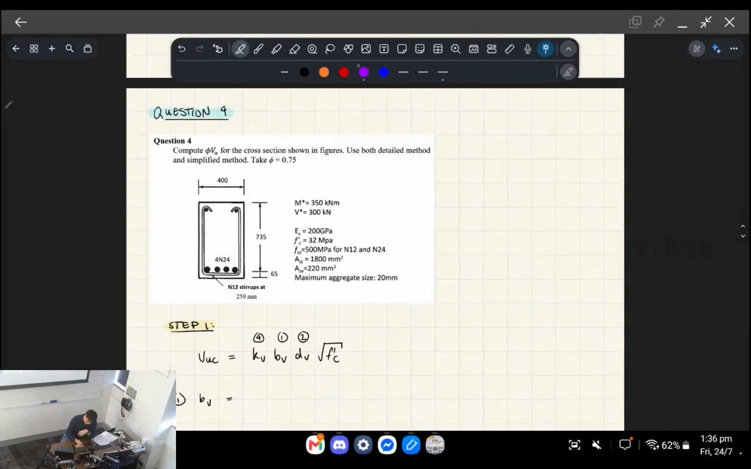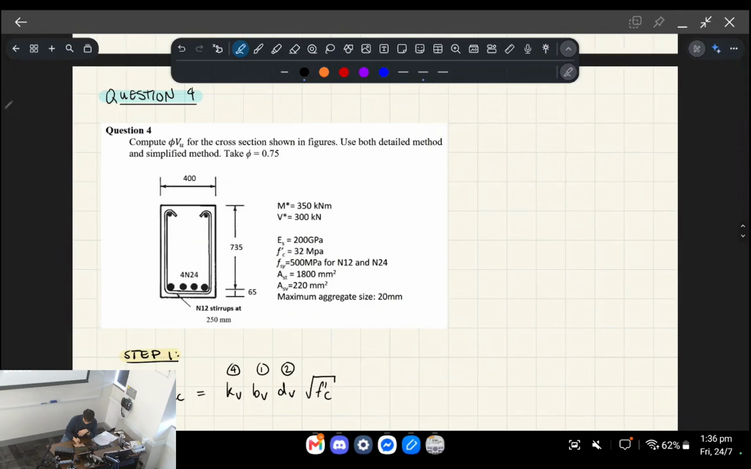So first, we're going to determine the ultimate shear capacity of this beam, okay? So this cross section is given to you. You're given the size, okay? And you're given the amount of reinforcement, both the tensile reinforcement, which will come up later, as well as the shear reinforcement. So we call the area of shear reinforcement ASV, right? So that's area of steel in shear.